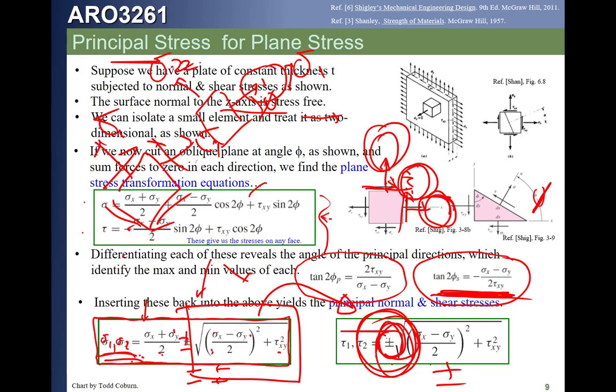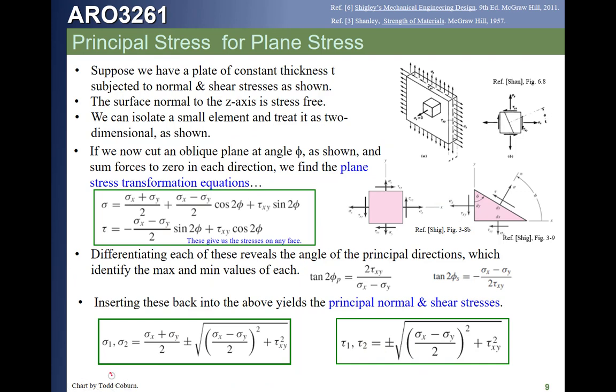So the sigma x is giving us either tension on both these faces or compression on both these faces. The sigma y is giving us either tension or compression on both these faces. And the tau is saying, look, I'm going to have it in one direction on one face and the other direction on the other face, and that defines all four faces.